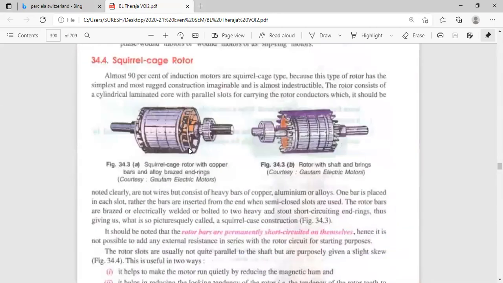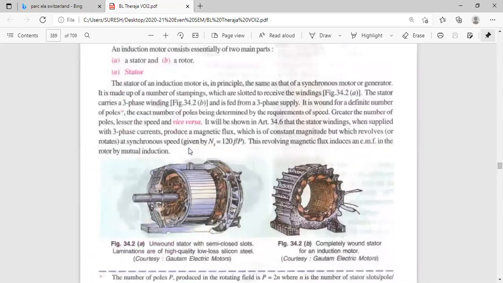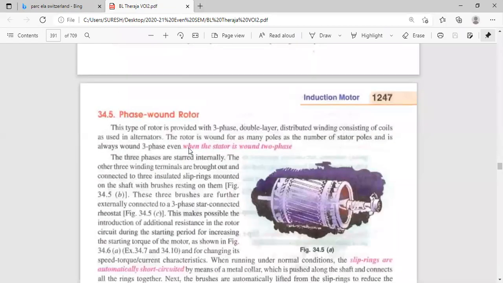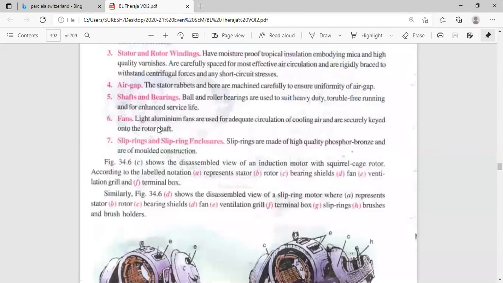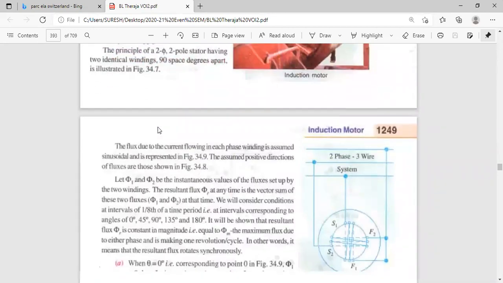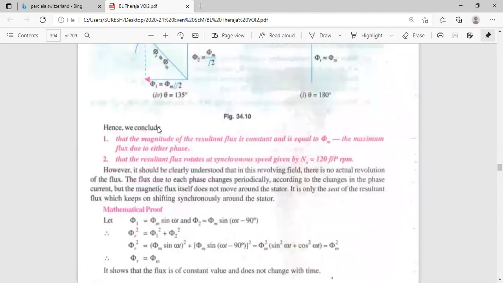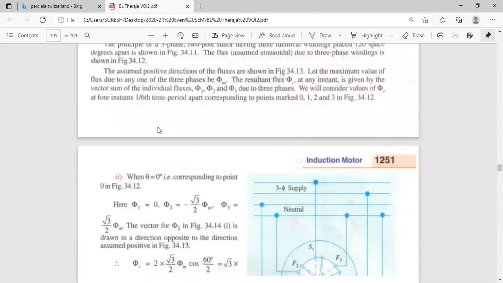Now, when you see the operation here, we have a three-phase winding, and the primary winding is connected to the three-phase supply. How many fluxes are developed in these three windings? Three fluxes: Phi 1, Phi 2, Phi 3. Let us take the resultant of these three fluxes. Write down this formula. In exam, they'll ask for 2 marks.